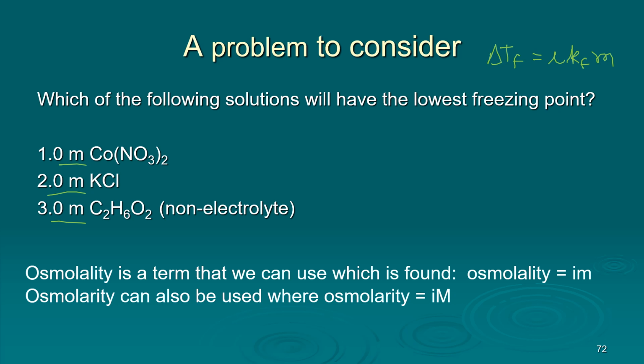We could look up Kf and multiply it, but if you take out the Kf, because Kf is going to be constant as long as you're using the same solvent, and you just take the i times the m, this is called osmolality. Osmolality is a term. So osmolality equals little i times m.